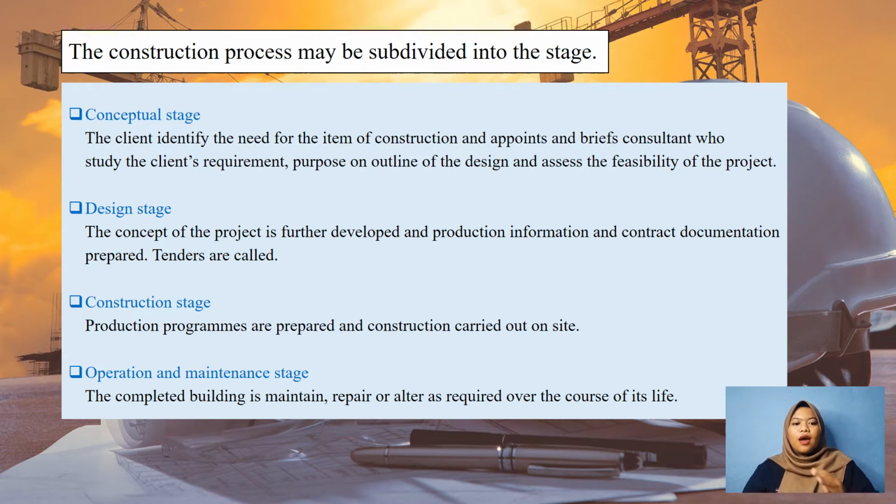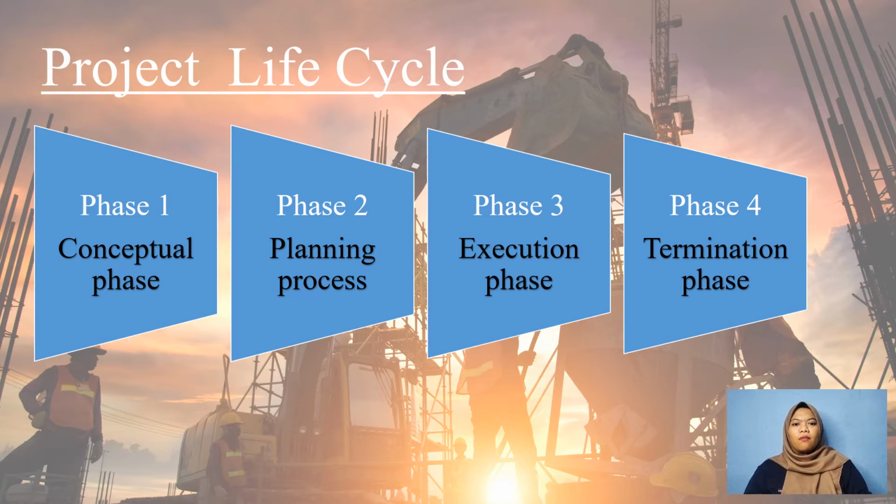Production program are prepared and construction carried out on site. And the last one, operation and maintenance stage. The complete building is maintained, repaired, or altered as required over the course of its life. There are 4 project life cycle in construction. First, phase 1, conceptual phase.